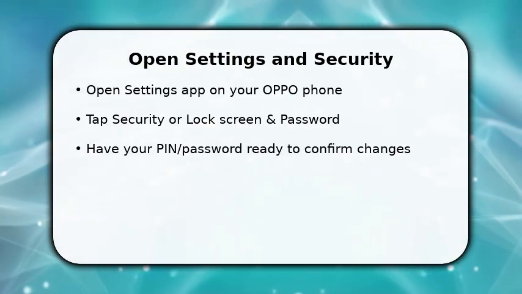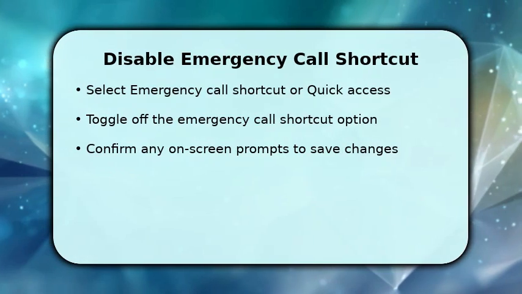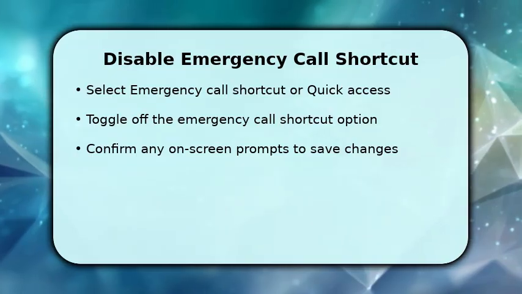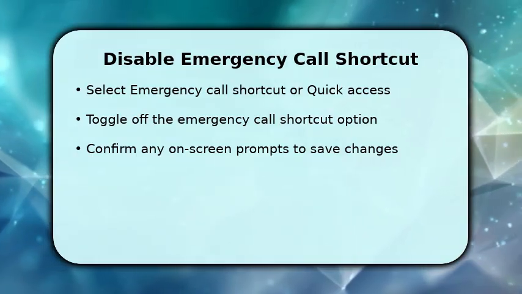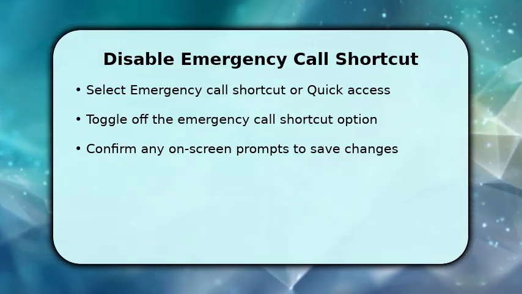Now find the emergency call shortcut or quick access option and switch it off. You're telling the phone to stop offering a shortcut from the lock screen. Once you toggle it, confirm any prompts such as turn off or disable. Some Oppo skins require a second confirmation.